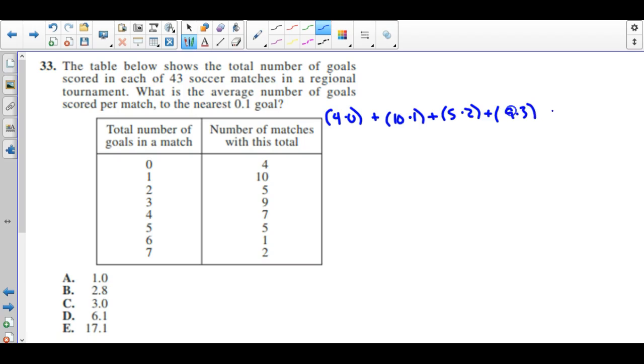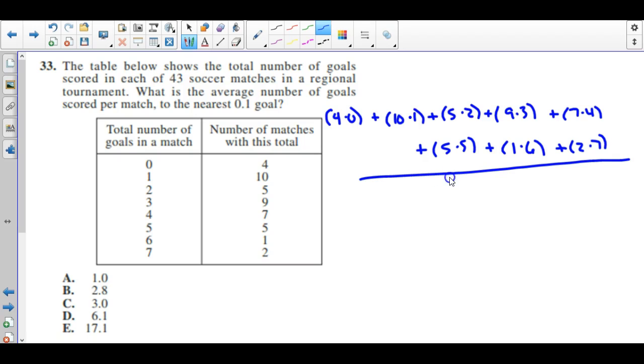So it's going to be 9 times 3, 7 times 4, 5 times 5, 1 times 6, and then my 2 times 7. All of that, that's my giant numerator right there, all over the fact that there were 43 games. So by taking all these sums, I'm going to end up with the fact that there were 120 goals scored over 43 games, and that comes out to 2.8 goals per game. So B.